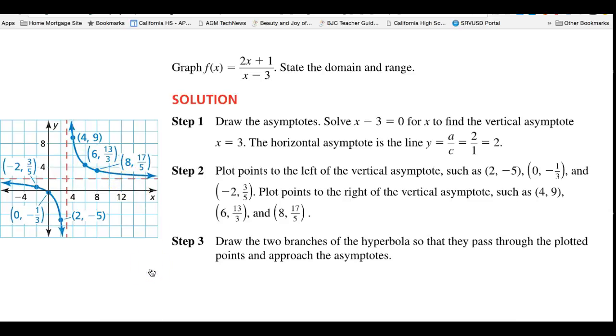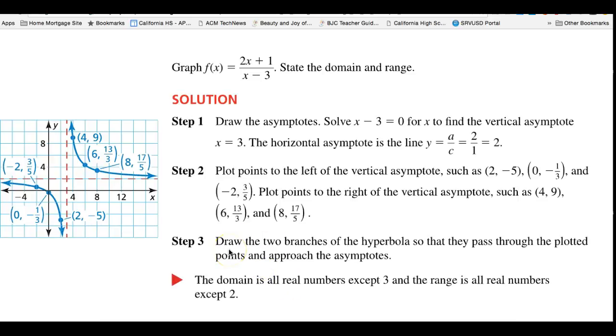Now, for stating the domain and range, remember, our domain is going to be all real numbers except our vertical asymptote, so all real numbers except 3, and our range is going to be all real numbers except the horizontal asymptote, so all real numbers except 2. So our domain and range are limited by whatever our asymptotes are. So remember, x equals is your vertical asymptote, y equals is your horizontal. Your domain is all real numbers except your vertical asymptote, and the range is all real numbers except your horizontal asymptote.